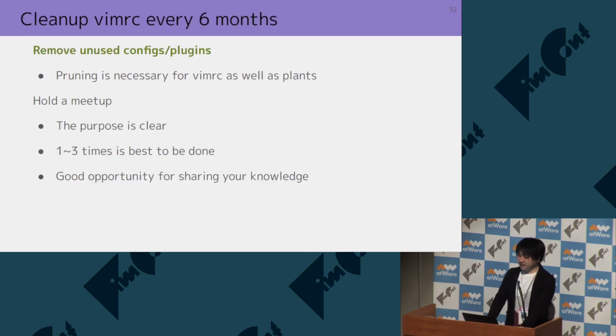Lastly, I recommend cleaning up vimrc every 6 months. Sometimes I find unused settings and plugins in my vimrc. I think pruning is necessary for vimrc, just as for plants. For cleaning up, holding a meetup is good practice because the purpose is clear. The purpose is just to clean up your vimrc. It is best done a few times, and it's a good opportunity to share your knowledge with your colleagues or your friends.